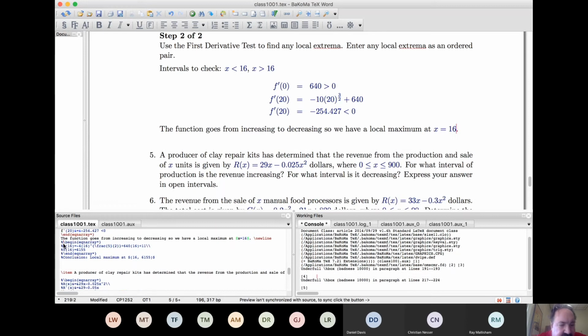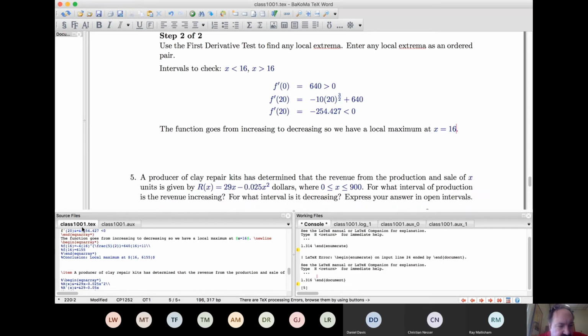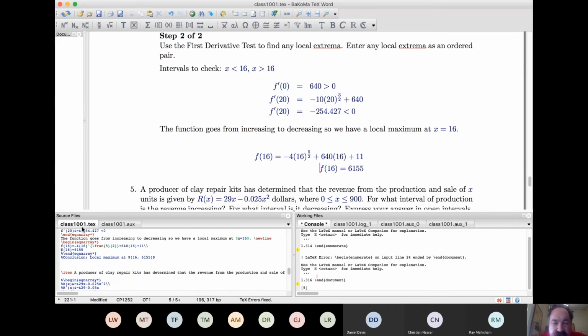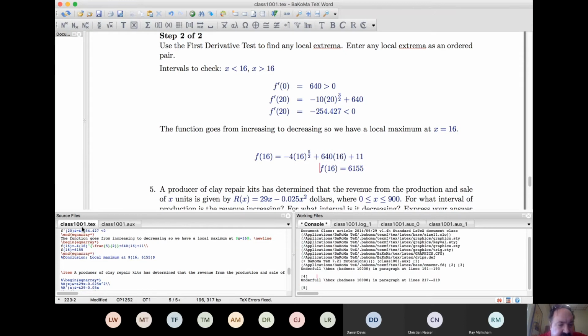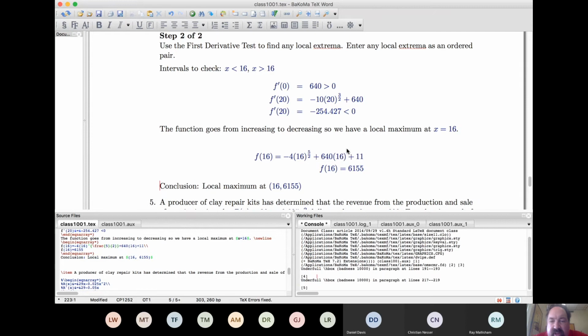All right. Now we need an ordered pair. So now you substitute 16 into the original function. In this case, numbers work out nicely because you raise 16 to the 1/2 power, that's 4. So 16 to the 5/2 is the same as 4 raised to the 5th power. And the result you get is 6155. So that turns out to be the final answer of this ordered pair. X is 16, Y is 6155.